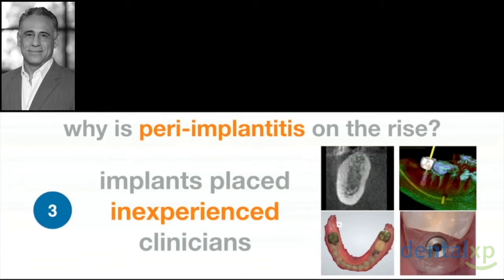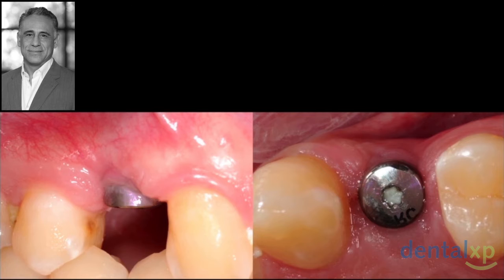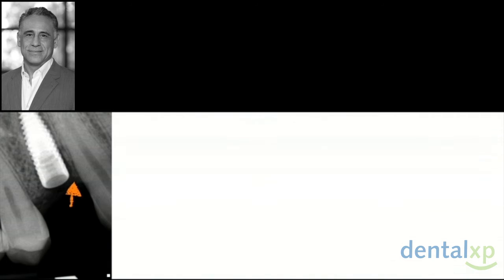So the third reason that peri-implantitis may be on the rise is the placement of implants by inexperienced clinicians. Here's a patient that had an implant placed by a clinician who had only placed a few implants and followed more of a conventional analog dentistry. There was no CBCT or 3D planning done. And the implant was placed slightly close to the lateral incisor. The patient started to exhibit localized pain and discomfort for some time after the placement of the implant.